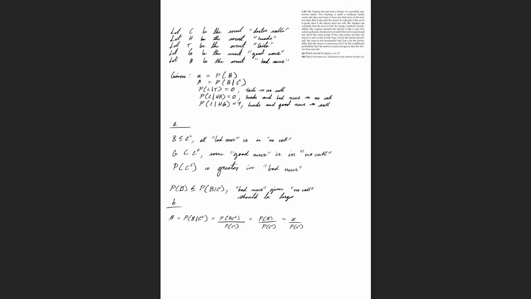What is the second question? Oh, find the beta in terms of alpha. I see. Oh, hold on. You're equating those two. Bad news and no call is bad news. Okay, yes, makes sense. So beta equals alpha divided by the probability of the complement, no call, the probability of no call.